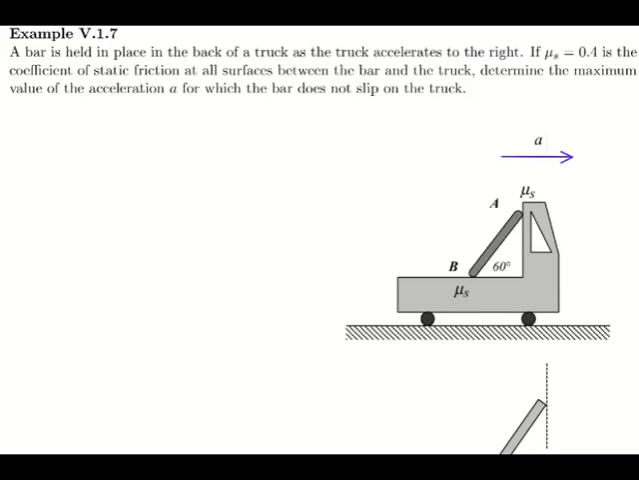Okay, in this example, we've got a homogeneous bar of mass m, which is lying at a 60-degree angle with respect to the truck. It's held in place by friction. The driver of the truck then decides to move to the right with an acceleration of a, wants to get out of there as fast as he can, but not so fast that the bar slips. So the key for us is to find out what's the maximum acceleration that the truck can have and not have the bar slip.